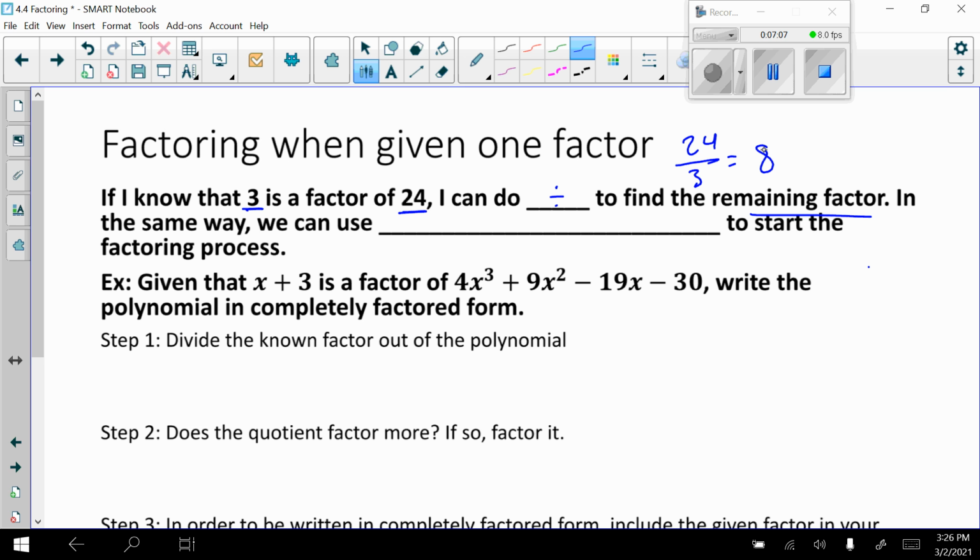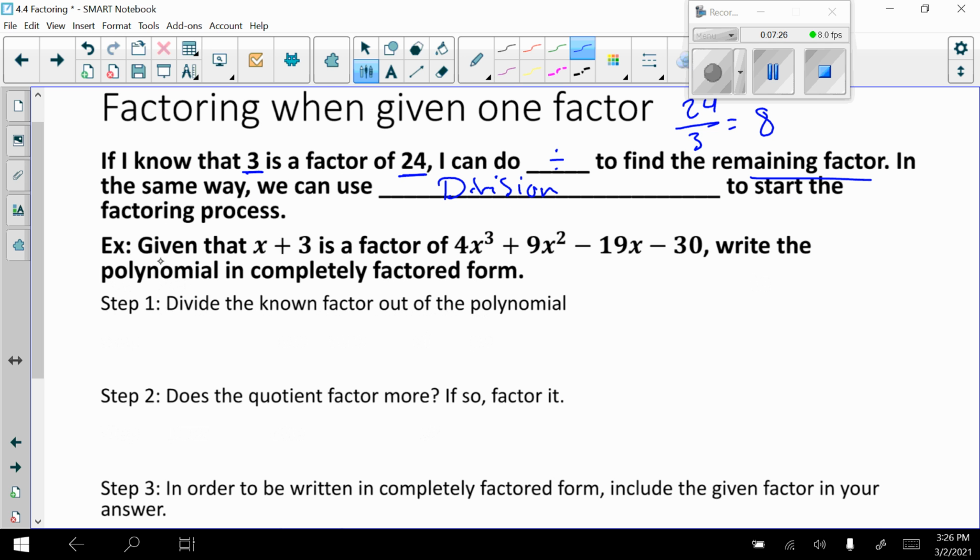and the way I would do that is by dividing, okay? We can also use that same logic, that same process with polynomials, okay? So we can use division to start the factoring process when we've got an ugly polynomial, okay? So let me give you an example of what I'm talking about.